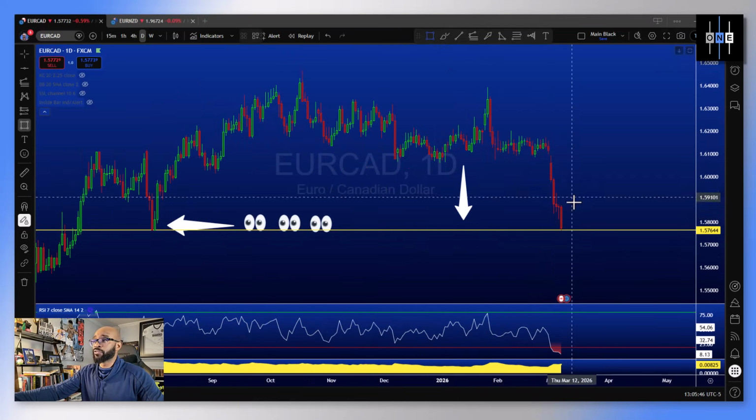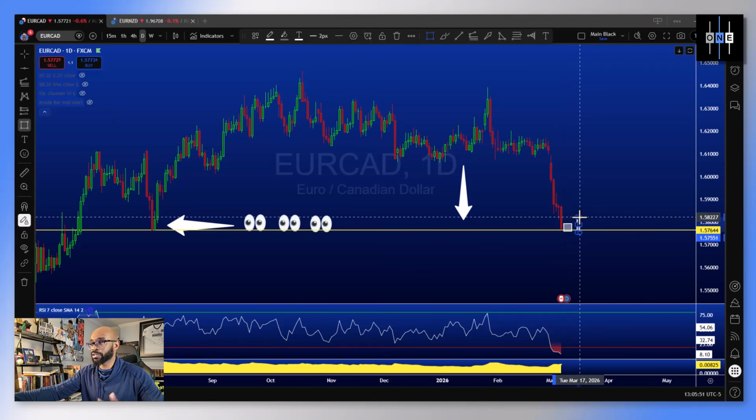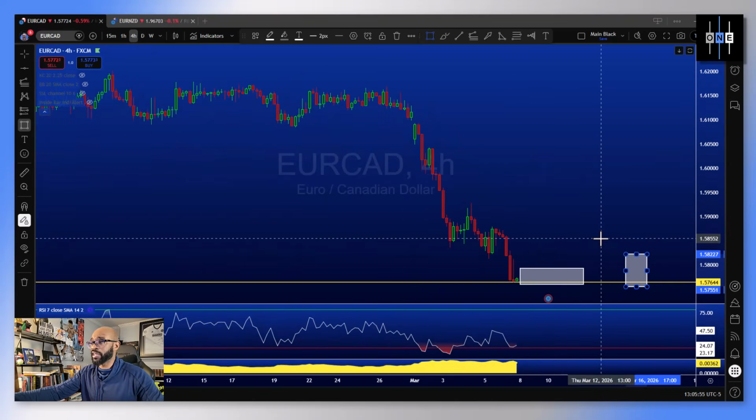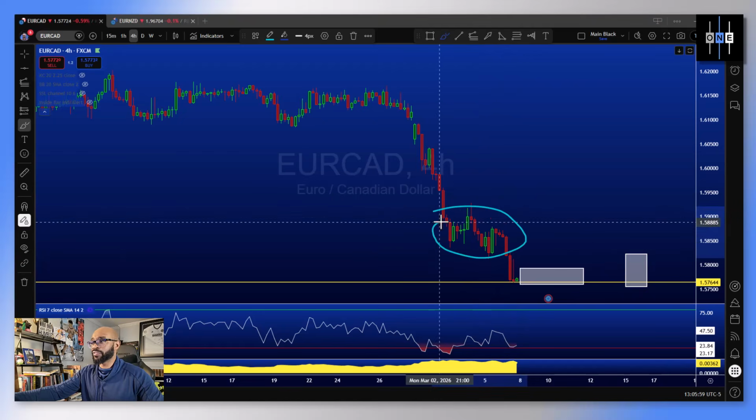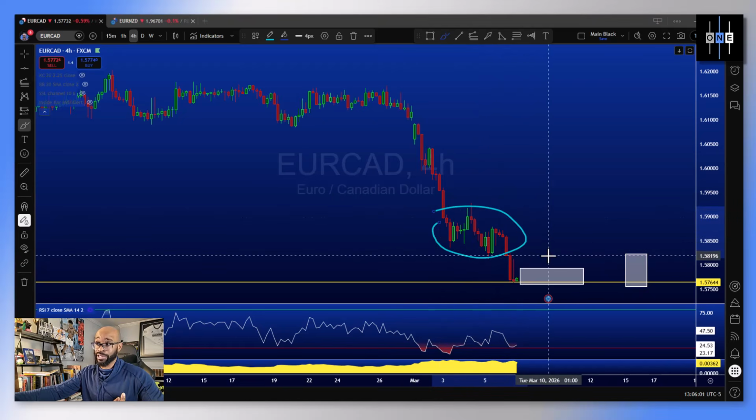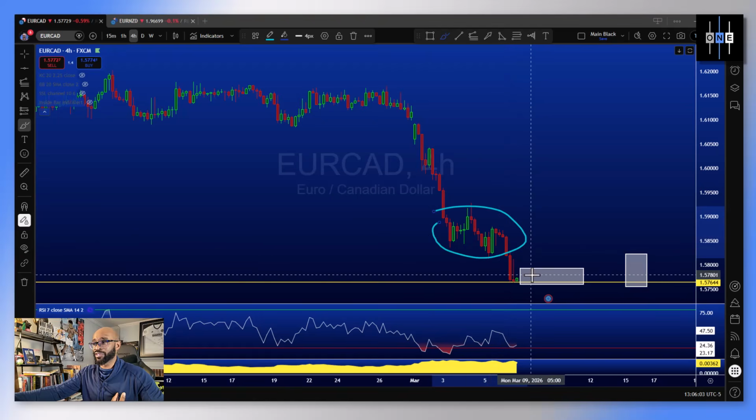We can look for a reason for entry here on the daily, let's say like a 3-bar reversal where you get a higher high, higher close. That would be fine. However, the hard part stems from if you go down to a lower time frame, because on this stinking lower time frame, you've got a little area of consolidation, which for me personally, I would have to use as a target area.